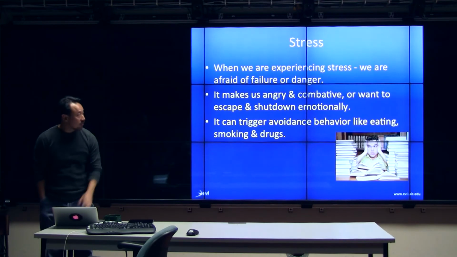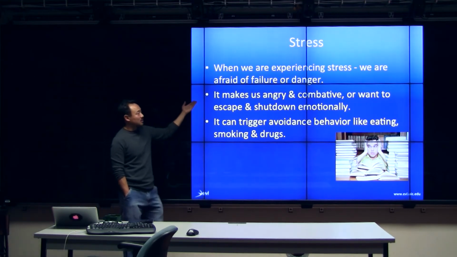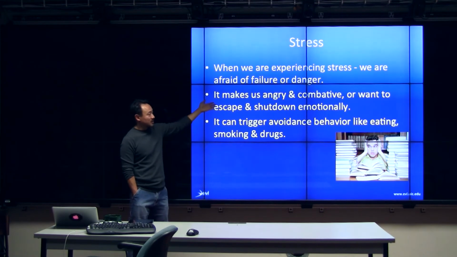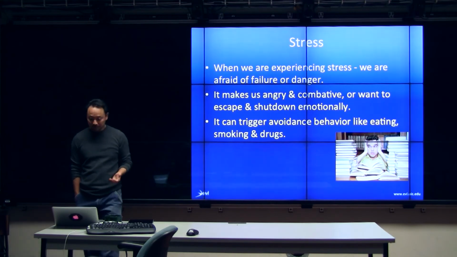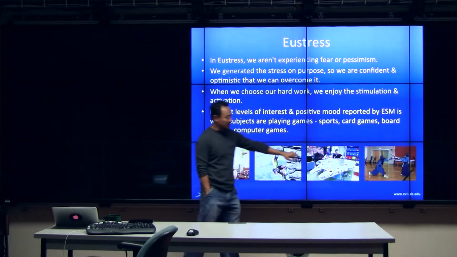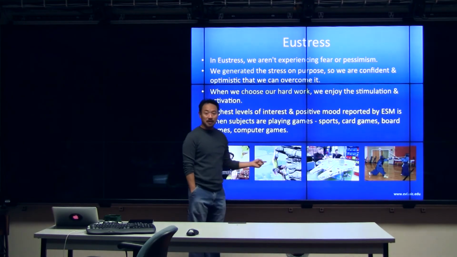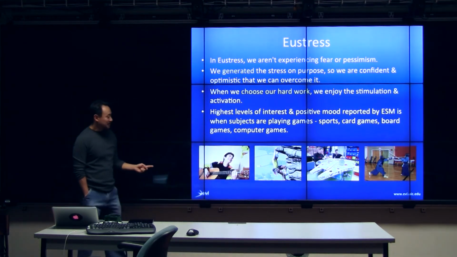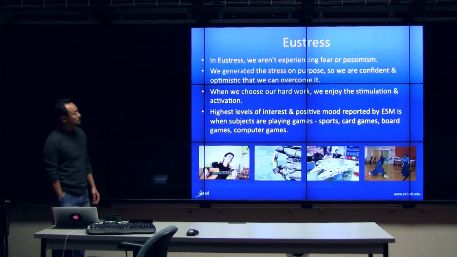Okay? So when we are stressed, we are afraid of failure or danger. It makes us angry, combative, or want to escape and emotionally shut down, right? In eustress, however, these are examples of stress that you're creating for yourself. You practice martial arts, that's a lot of stress. You're trying to climb a mountain and not fall to your death, that's stress, right? Playing a musical instrument is actually not that easy, is it, to do it well? So this is stress that you're creating on purpose.